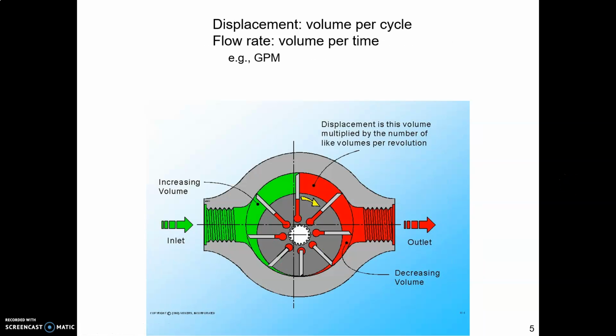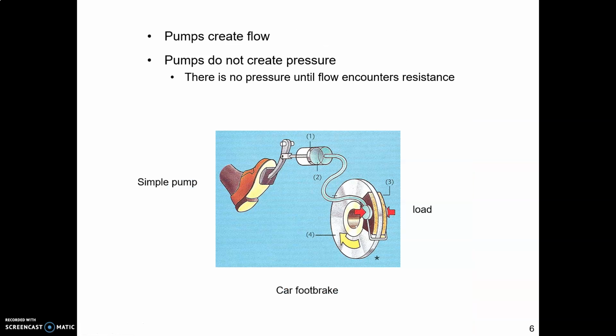And pumps are rated by a couple of things. One is how much oil goes through the pump in one cycle, so that's called its displacement. And then the other size is how many gallons per minute or other flow rate, how much goes through per time, per minute, let's say. So displacement and flow rate.